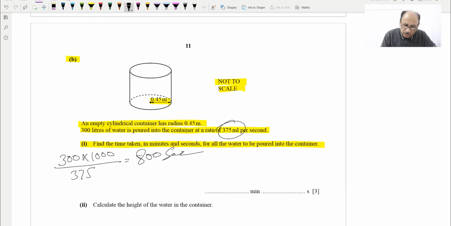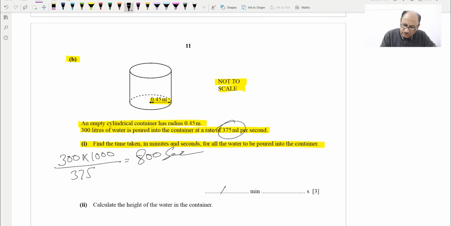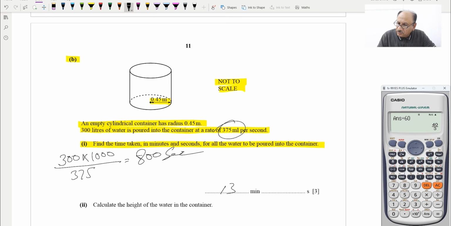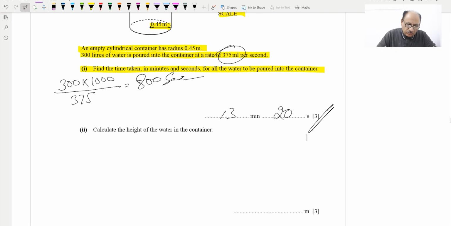800 seconds need to be converted into minutes, so 800 divided by 60 will be equal to this many minutes, and we can check this will be 13 minutes basically, and 20 seconds, 13 minutes and 20 seconds. So we can write here 13 minutes 20 seconds, and this is a 3-mark question which is done.